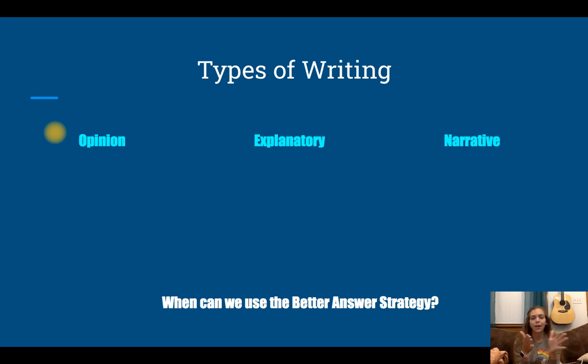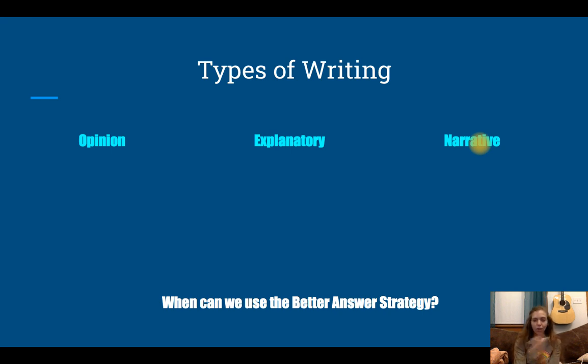Then we have explanatory writing, which is what we're going to do right now. Look at that word, explanatory. What word do you see in there? Explain, right? When we write an explanatory essay, we are explaining something. We're answering a question. We're writing to inform a reader. And then we have narrative writing, which is when we write to tell a story. We have a beginning, a middle, and an end. There isn't really a question. A lot of times we're retelling a story, doing something like that.